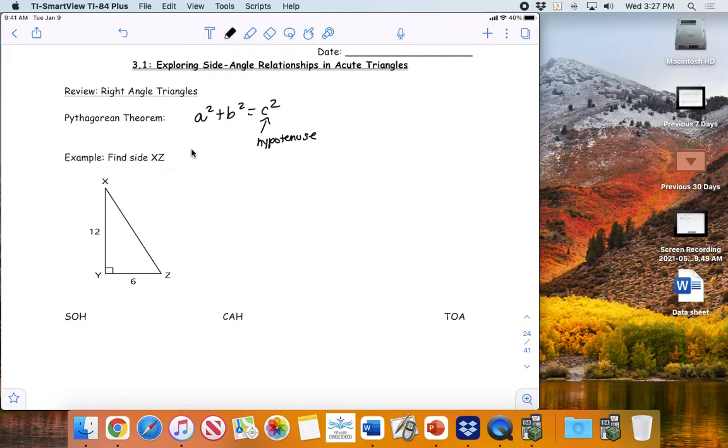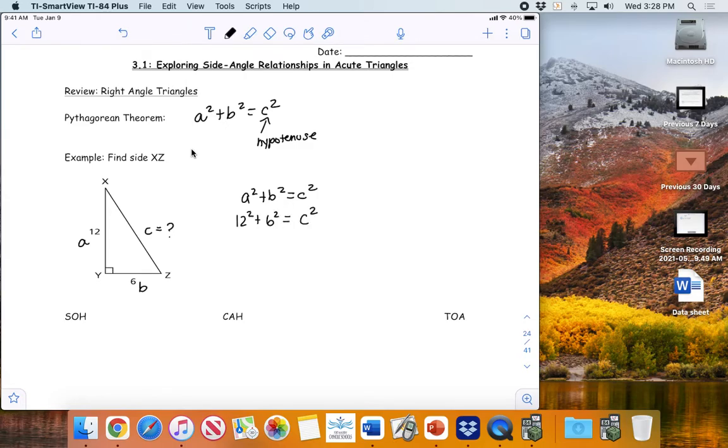So we're going to label what we have, and we're going to solve for the missing side. So we have 12, which is your a, and b, which is your 6. You can actually interchange them and it wouldn't matter. So you could have 12 as b and a as 6. But what we don't know is the hypotenuse. So if I wanted to find your x to z side, you'd have to go a squared plus b squared equals c squared. a is 12 and b is 6.